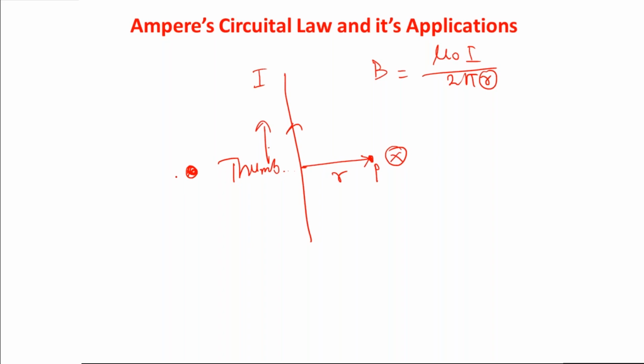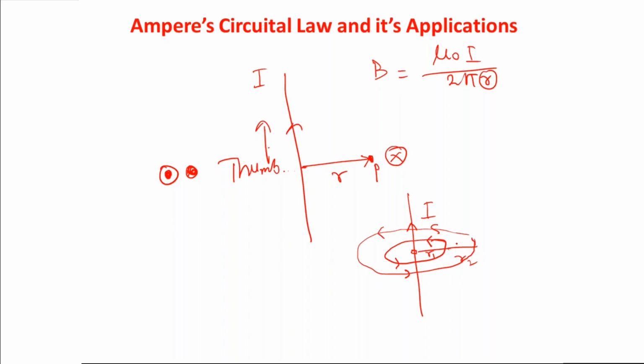But what about this point? At this point, your fingers will come out of the plane of the paper. So here the magnetic field direction will be out of the plane. Consequently, if the current is flowing like this, you'll get at r distance a magnetic field in this way, if you apply your right-hand thumb rule properly. Suppose this is r1 distance; if you go to r2 distance, then you will get another circle like this.